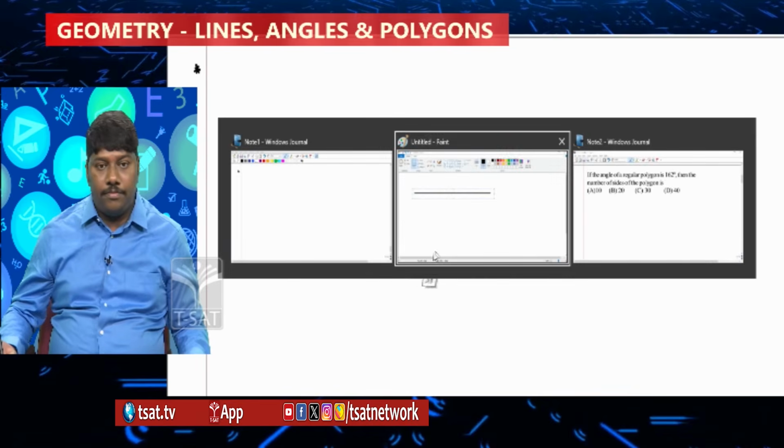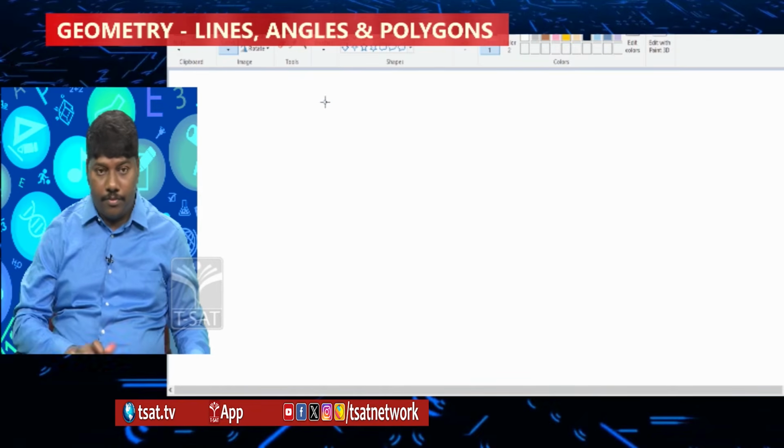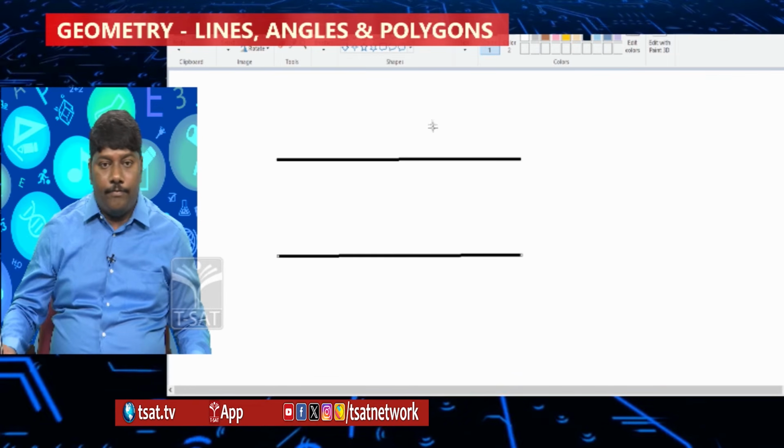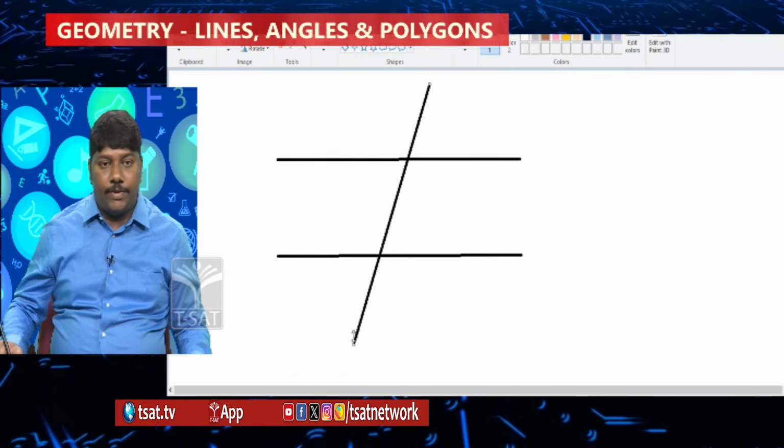Now, take 2 parallel lines which are intersected by a transversal.